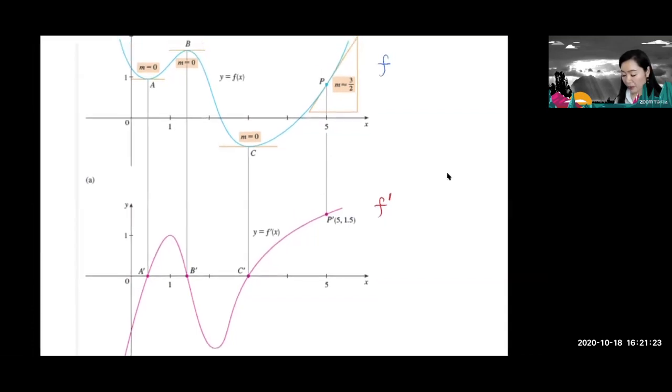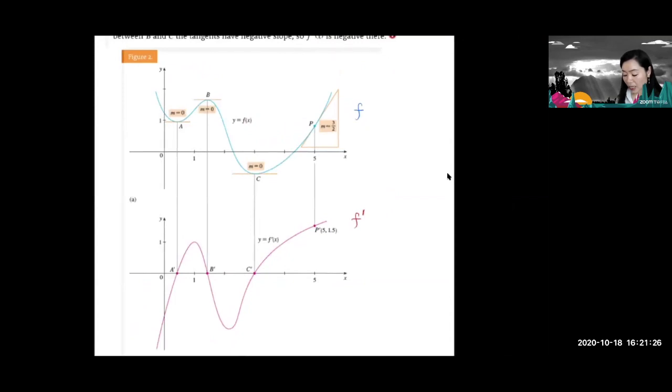Now notice what happened over here. On this part, the tangent line is falling from left to right. So the slope of the tangent is going to be negative. So you see y prime will be less than 0, below the x-axis. Now from A to B, you see the tangent line is rising from left to right. So y prime will be positive, above the x-axis, f prime.